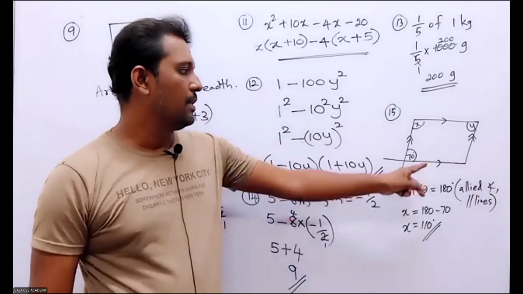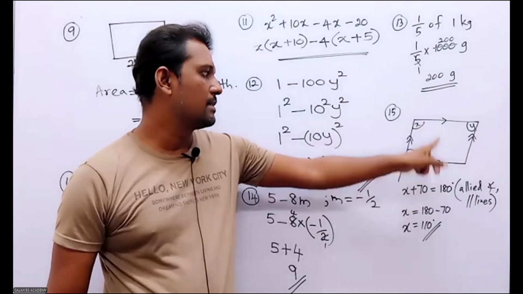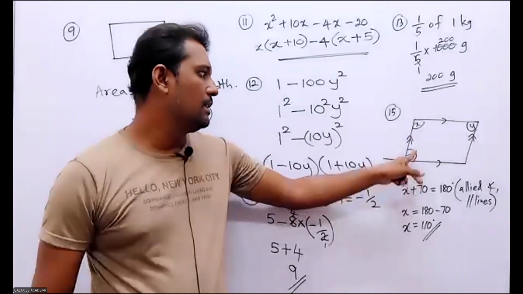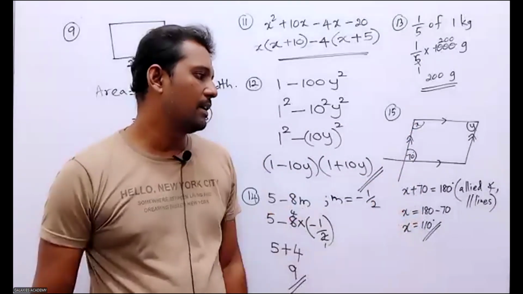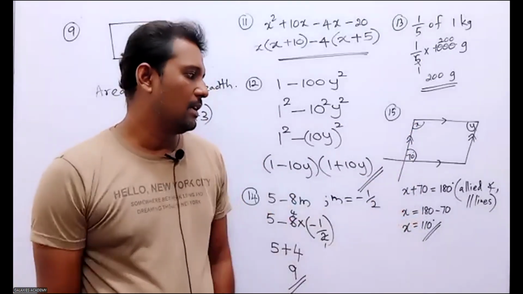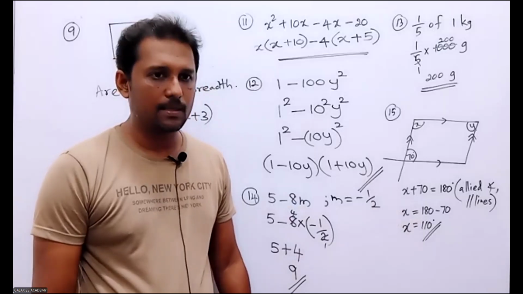Right? Because these two lines are parallel, I got these two as the allied angles. So these two sum should be 180. Right? Then I found the magnitude of x.